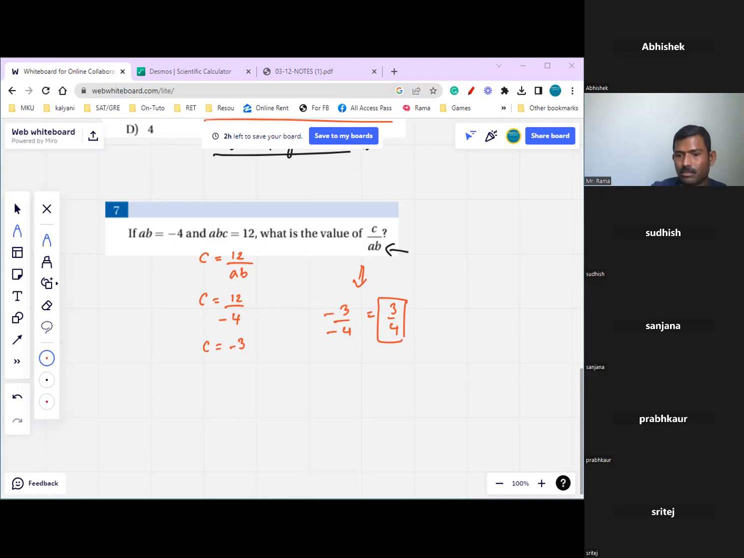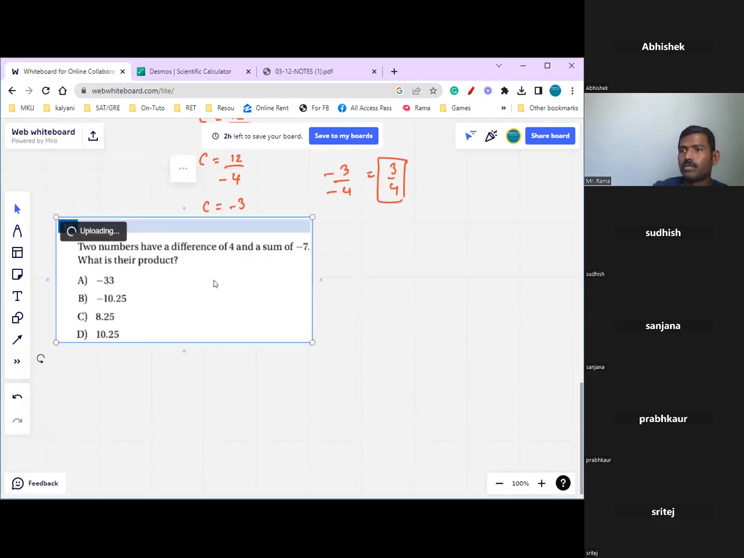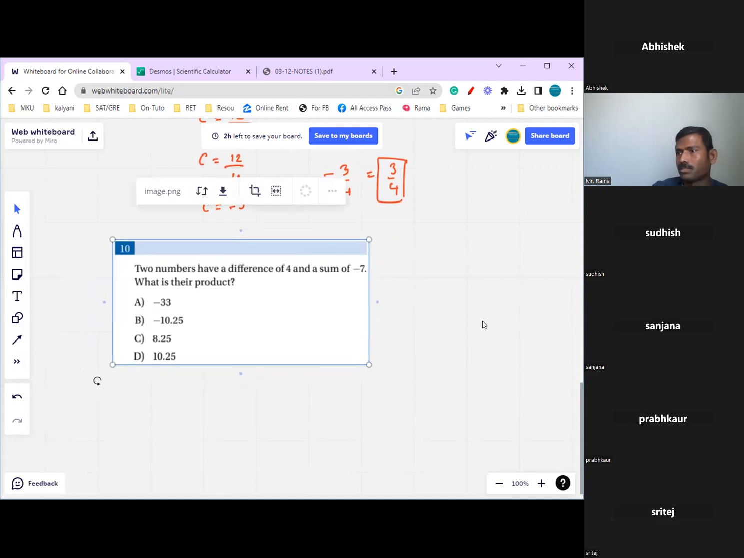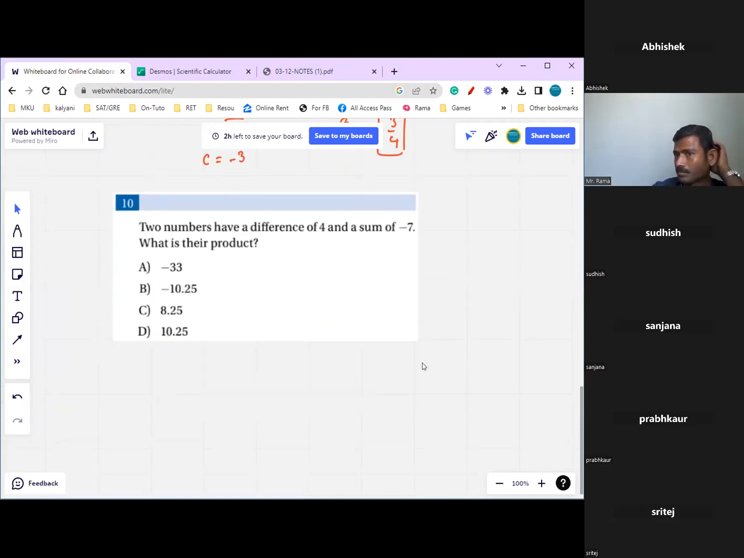Okay, that is good. Now, the next one we can see. This is also another easy one, but it's famous. We see it in all of the tests, and if you're taking Algebra 1, you see these questions all the time. All right, Sudesh, can you please read this one? Oh, yeah, sorry.